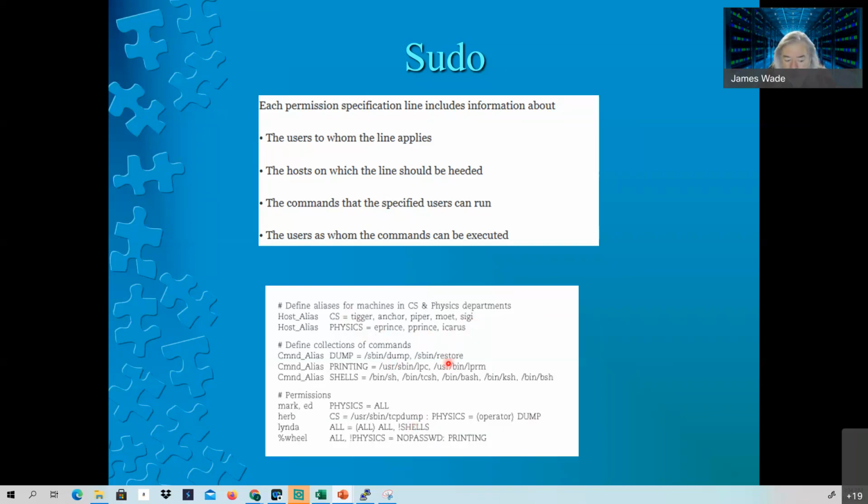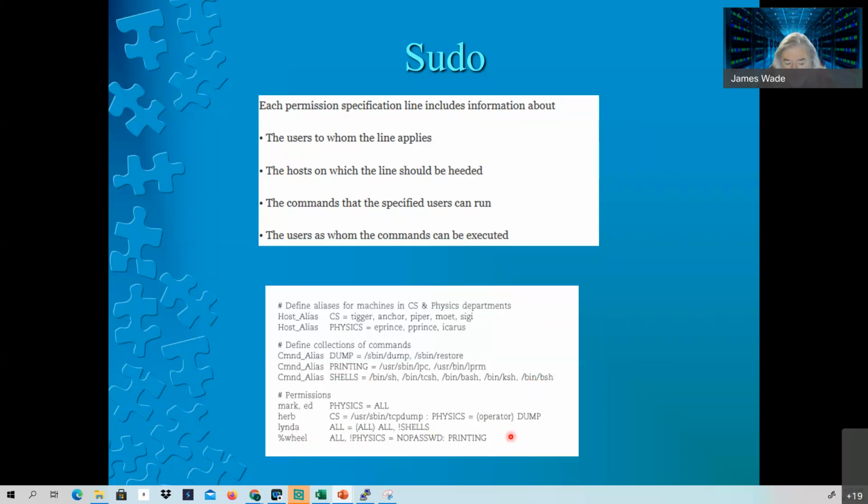Notice he's given the operator; he's going to do it as an operator. Linda here can do all, meaning both CS and physics, and all commands, dump and printing, but not shells. That means Linda won't be able to log into anything with sudo, at least. She's really not going to be able to run very much because she can't do any shells. And then here's a wheel. This is just a background process that's part of the operating system.